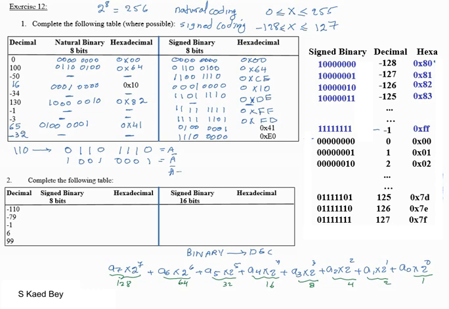Now A bar plus 1, adding 1 to this will lead to 0, carry 1, and that is going to be 1, 0, 0, 1, 0, 0, 1. So the 8-bit representation of negative 110 can be written as 1, 0, 0, 1, 0, 0, 1, 0. And the hexadecimal representation, if we look at the first 4 bits, this is 9, and this is 2.